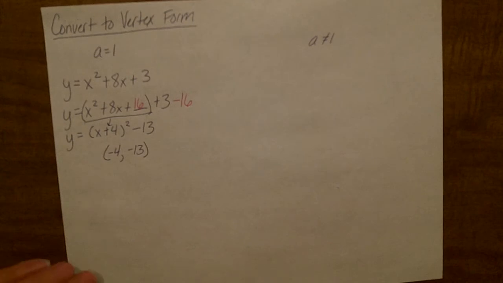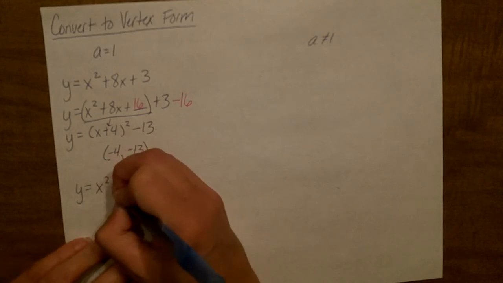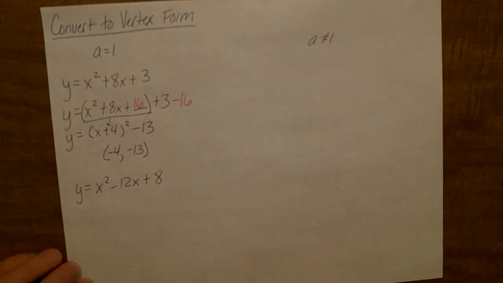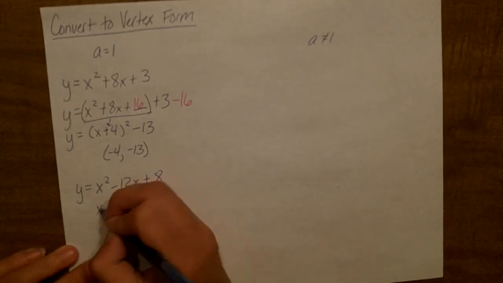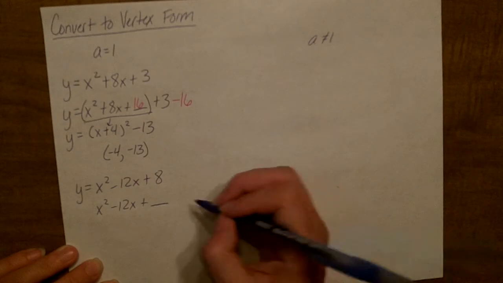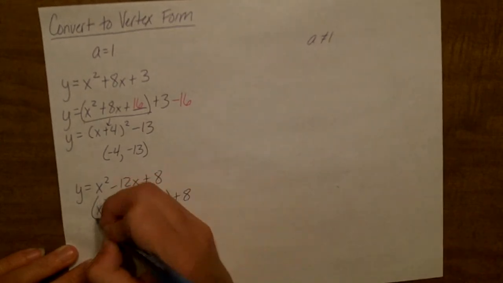I'll do another one quickly where a is 1 again. If I start with this equation, I want to always take whatever number I'm given and slide it over out of my way. I don't want to look at the 8.